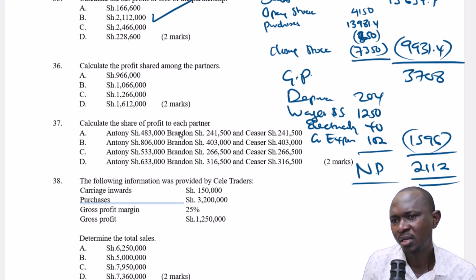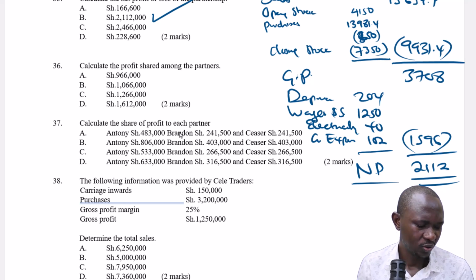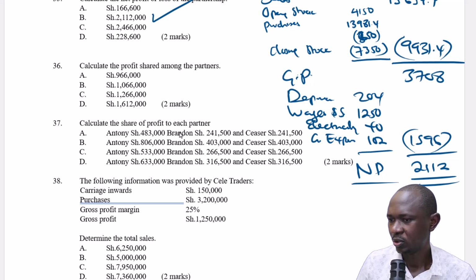Normally we start with additions. Do you have any additions? So far we don't have any additions. So we'll just less. So go to the appropriation account. We say interest on capital.